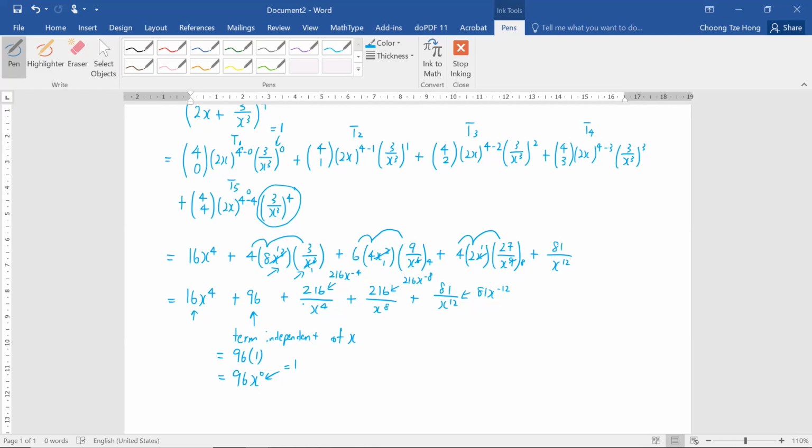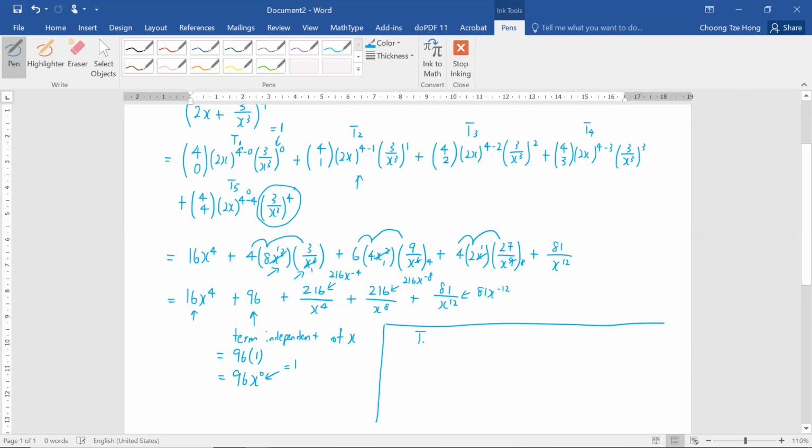Okay, now that we are done with clarifying the term independent of x, the next thing I want to clarify is the general formula, the formula for the general term. Let's use term number 2 to examine how the formula for the general term comes about. I'll do my working over here.